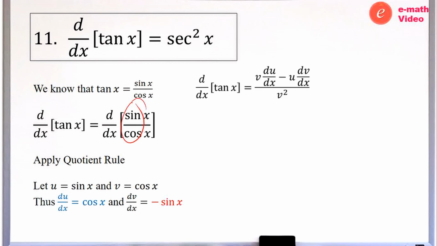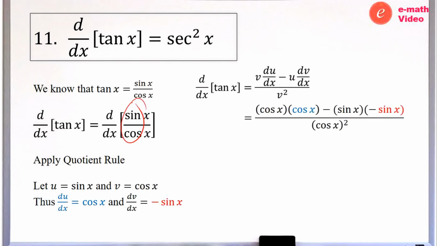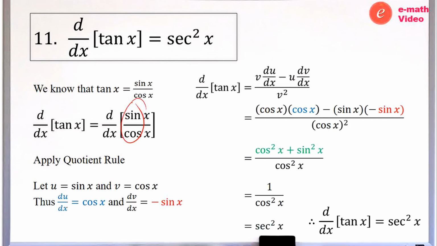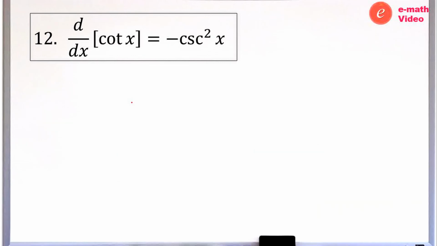Write out the formula. Substitute v equals cos x, du over dx equals cos x, minus u equals sin x, dv over dx equals negative sin x. And now we will see another friend again. This is the basic trigonometric identity, remember? So the numerator will be equal to 1. We have 1 over cos squared x now, and it's equal to secant squared x. Therefore, the derivative of tangent x equals secant squared x. Proven.